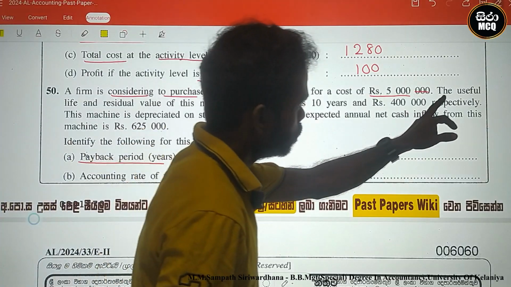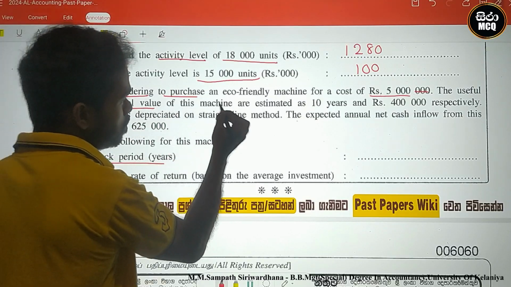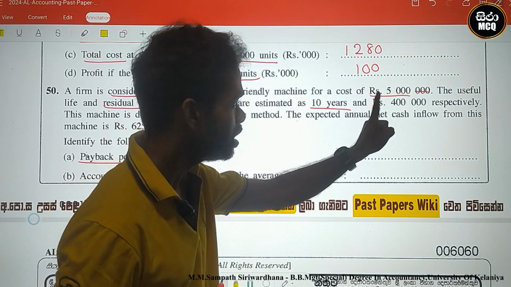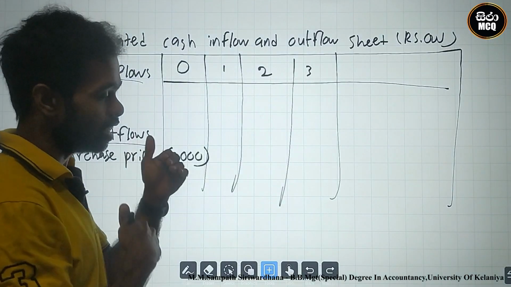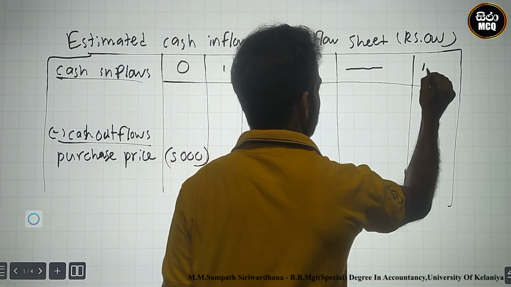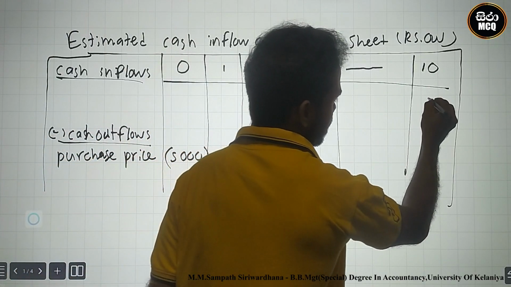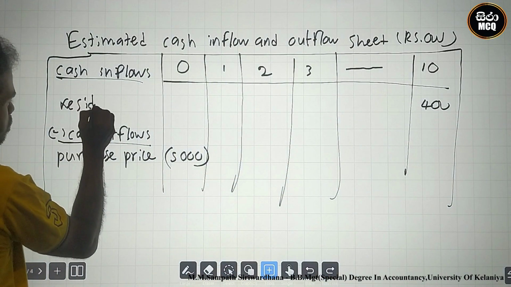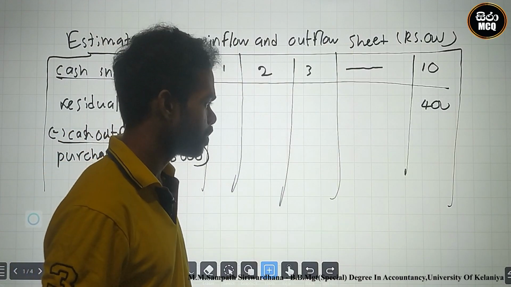Next, the useful life and residual value of this machine are estimated at 10 years and 400 respectively. The 400 residual value comes in the last year. So in the 10th year, the residual value of 400 is a cash inflow.